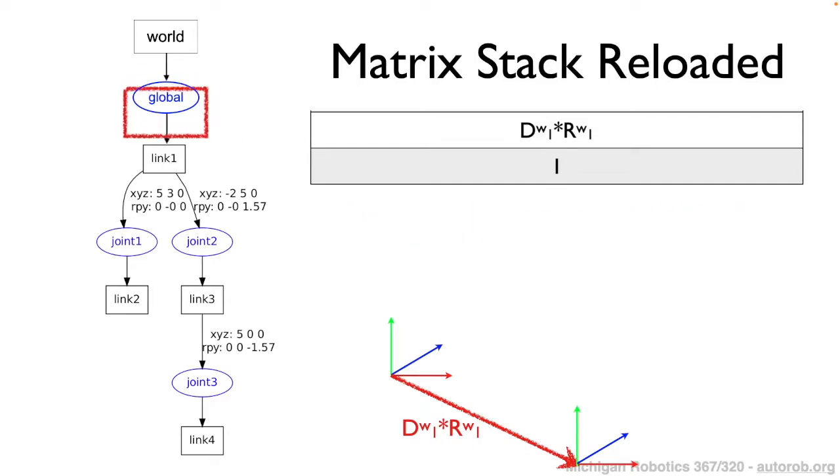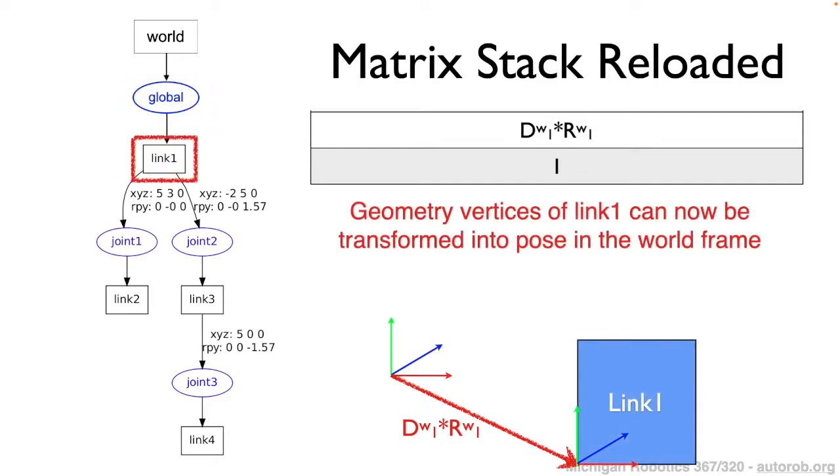And so using this transformation matrix, we could then position link 1 and the vertices of link 1's geometry within the world coordinate frame by transforming each of those vertices from their local frame, defined with respect to link 1, into this world coordinate frame.